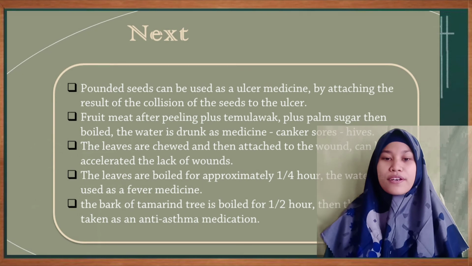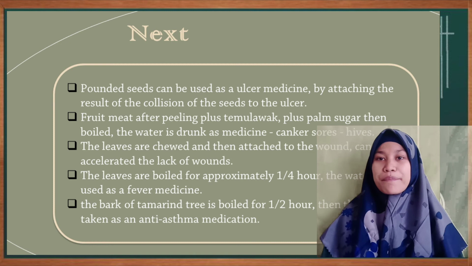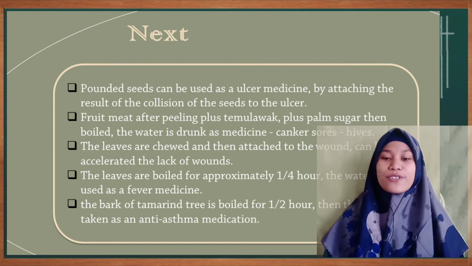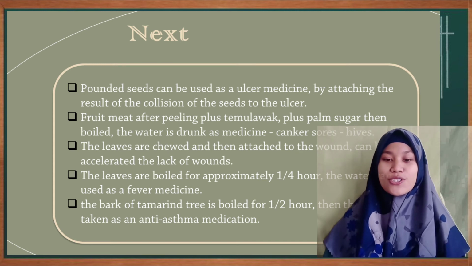Okay, next, crushed seeds can be used as a medicine by attaching the result of the crushed seeds to the ulcer. The fruit is taken after filling, plus the temulawak plus palm sugar, then boiled. The water is drunk as medicine for canker sores and hives. The leaves are crushed and then attached to the wound. It can accelerate the healing of the wound.